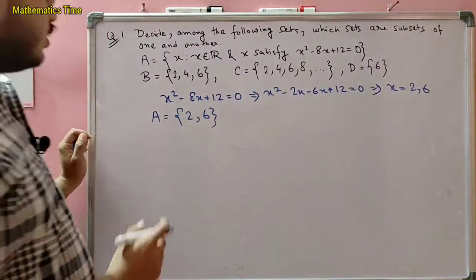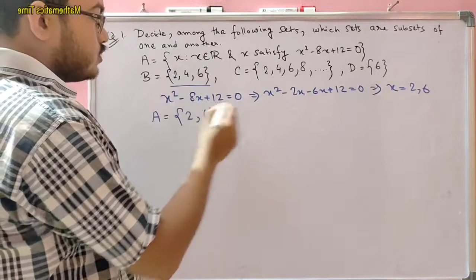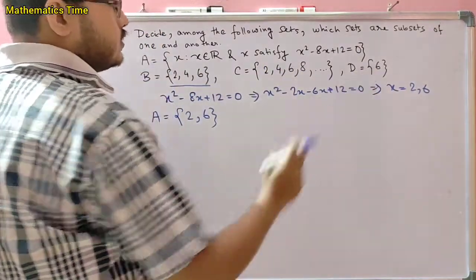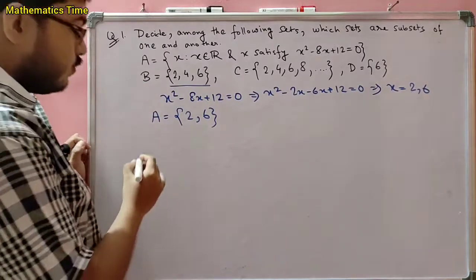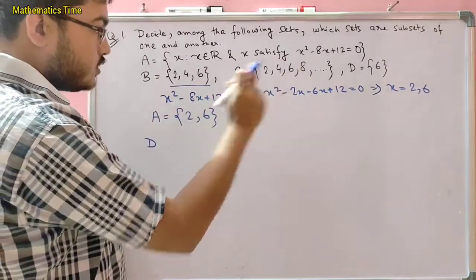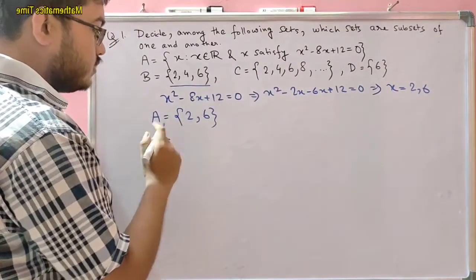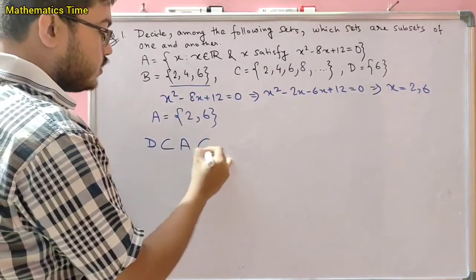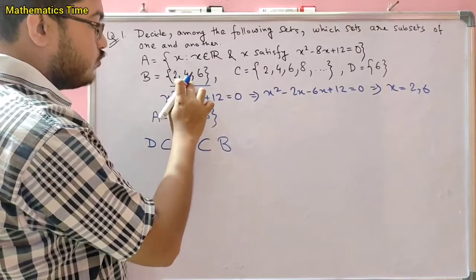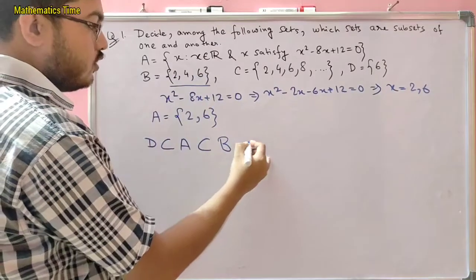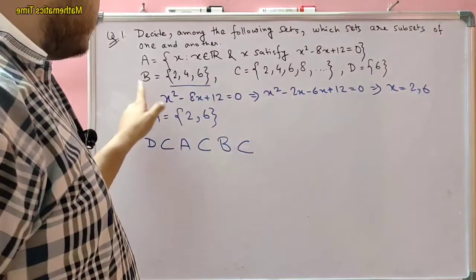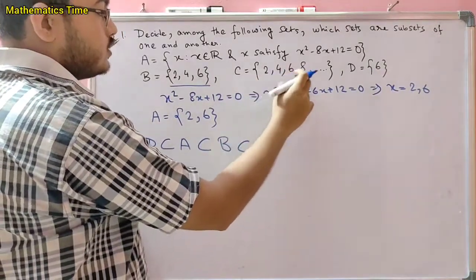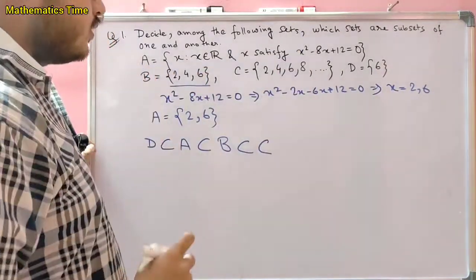Here B is {2, 4, 6}, C is the set of all even natural numbers, and D is {6}. So what we can say: D, the smallest set containing only the element 6, is a subset of A. A contains 2 and 6, which is a subset of B. B contains 2, 4, 6; the extra element is 4. B is also a subset of C. Why? It contains 2, 4, 6 and all other even natural numbers.